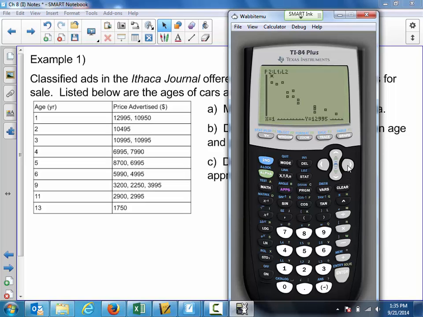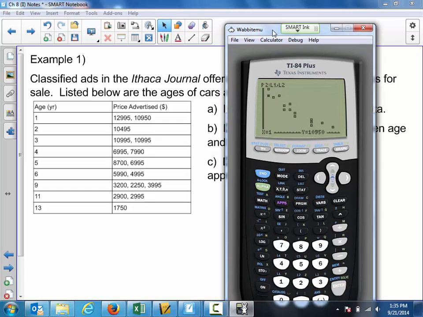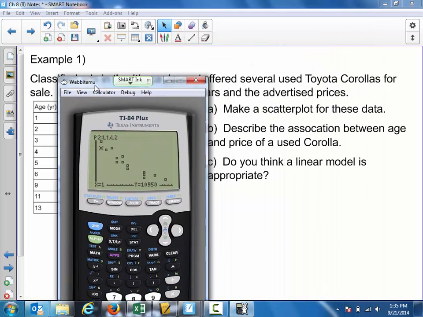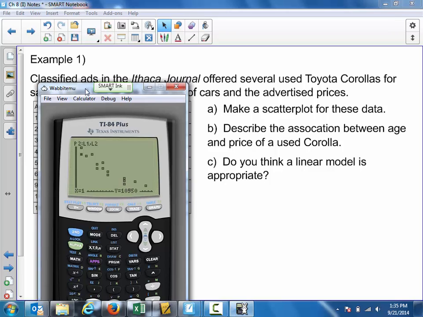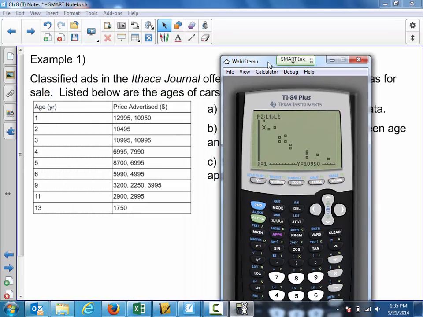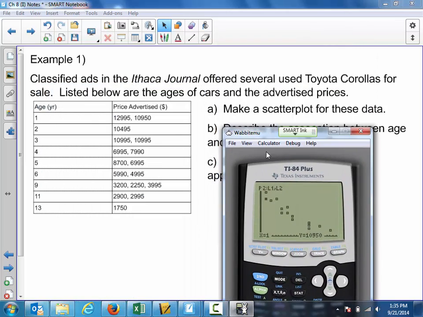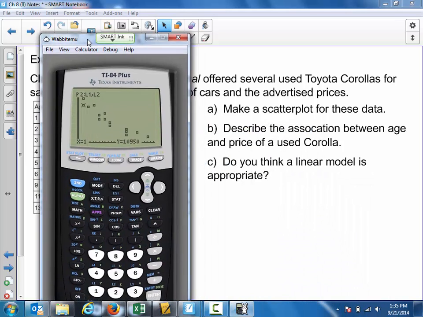If you want, you can verify that all the data is there with your trace. We've got an X value of 1. That's a 1-year-old car selling for $12,995. And then it jumps to 2 only because I input this 1-year-old car that was selling for $10,950 at the end of the list. So if I go through all of the data here, it'll actually bounce back to 1 and $10,950. Okay, so we made the scatter plot. If we were to draw this on paper, we'd want to make sure that we had age on the explanatory axis, price advertised on the response.